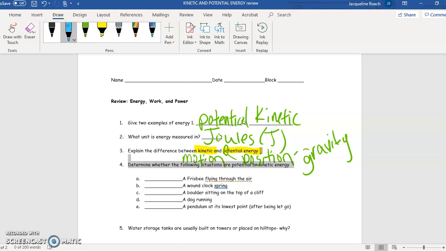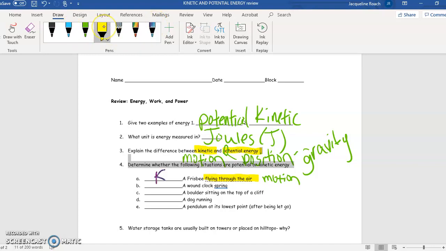So let's do some examples of these. A frisbee flying through the air. Let's look at some of these keywords here, right? The words flying through the air. That means motion. So therefore, my type of energy is going to be kinetic.